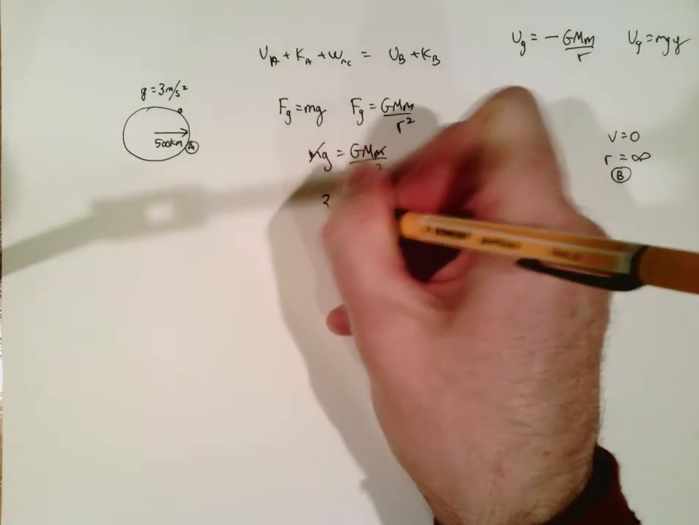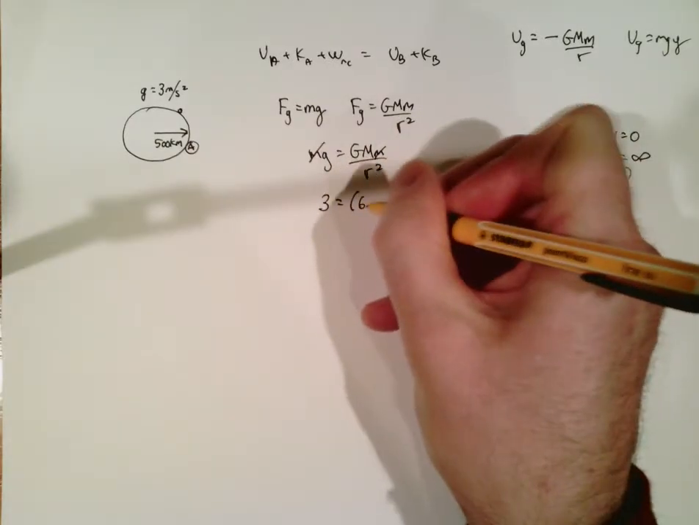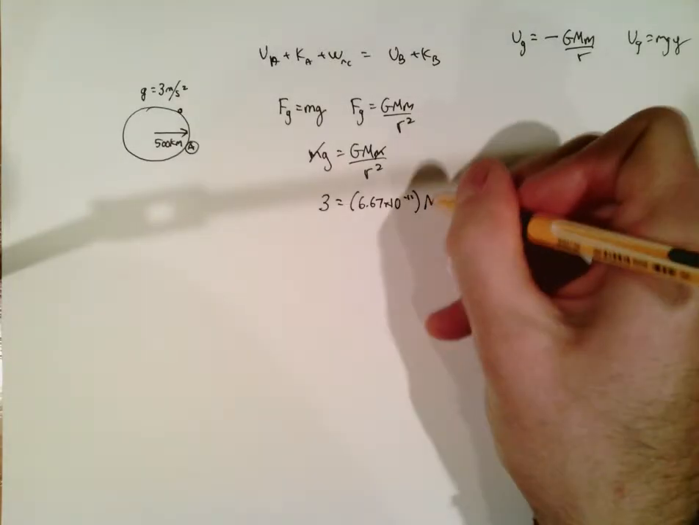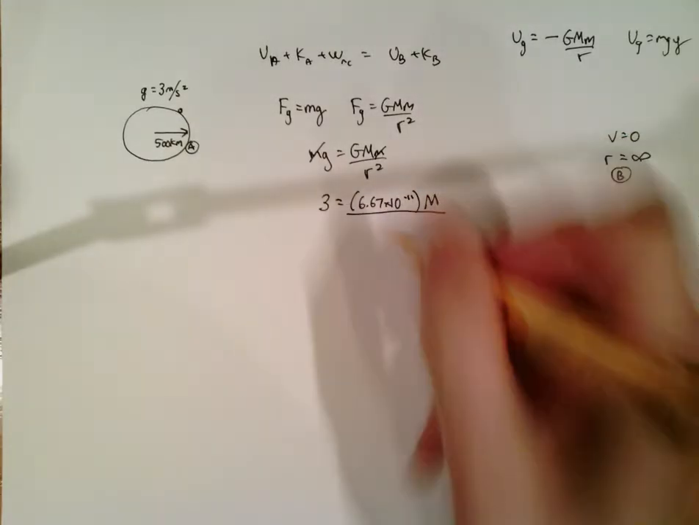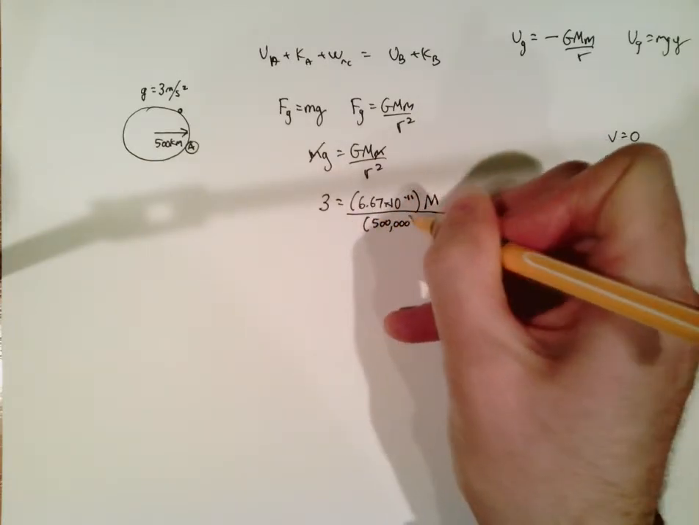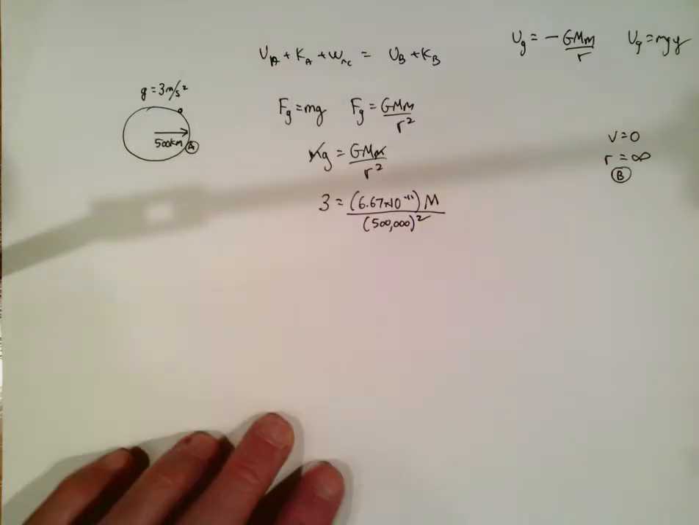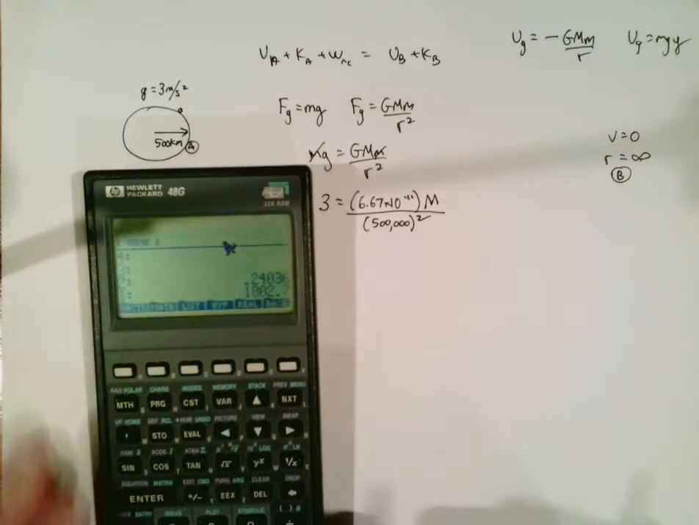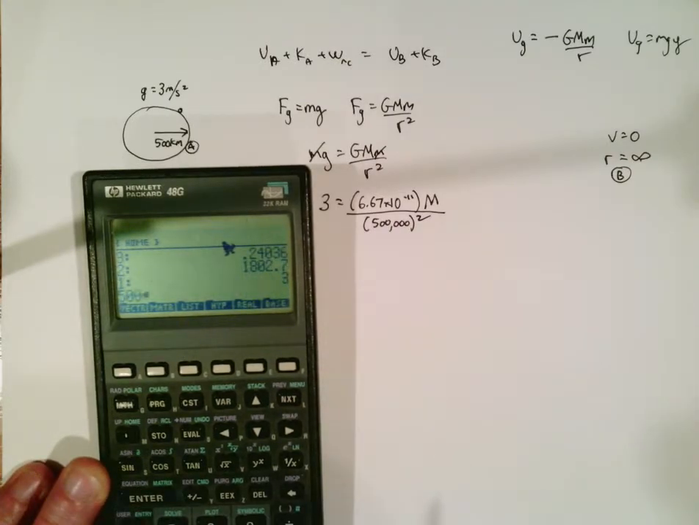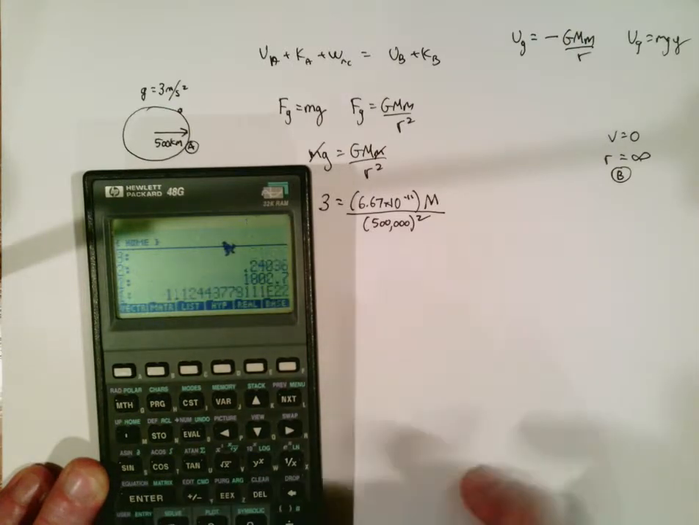So they're telling us that g equals 3. Capital G is 6.67 times 10 to the negative 11. That's true everywhere in the universe. M is our unknown. The radius of the planet is 500 kilometers. We need to do that in meters, so we multiply by 1,000, and we square it on the bottom of that equation. So let's see what my calculator gives me for the mass of this asteroid. I'm going to take 3, multiply by 500,000 squared, divide by 6.67 times 10 to the negative 11, and I'm going to get a very large number.